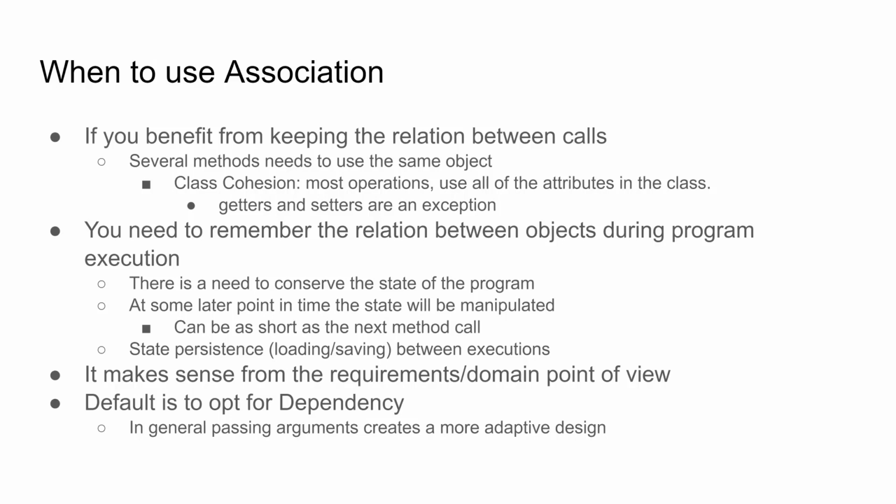So does it make sense? Do you need to remember the relationship between objects during execution? Do you have a benefit from keeping the relationship between calls for some reason? And think about the class cohesion. The default is that you should opt to use the dependency. So basically, passing arguments is often the best choice and creates the most adaptive design. It becomes often easier to test if you use arguments to method calls instead of using associations. But sometimes associations are needed.